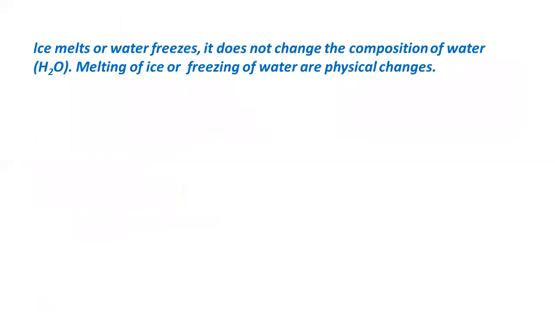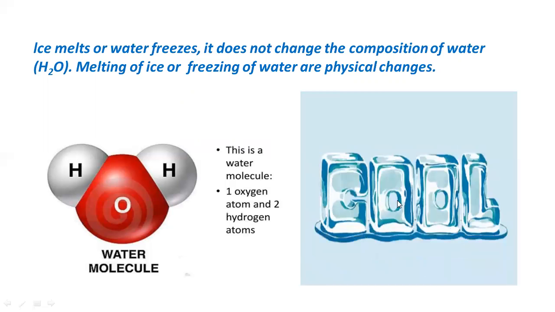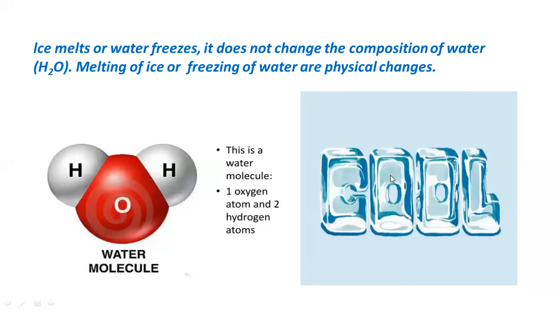Ice melts or water freezes. Conversion of water into ice, and then the reverse of that process, ice converted back into water. It is also a physical change. It does not change the composition of water. The formula of water will remain same, and melting of ice or freezing of water is a physical change, because in this case only the physical state of the substance changes from liquid to solid or from solid to liquid, and its composition remains same. You can see conversion of a solid ice into liquid state and then liquid into the solid state. It is a reverse process and is a physical change.